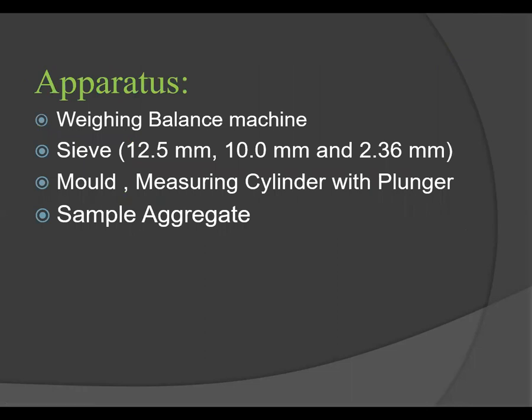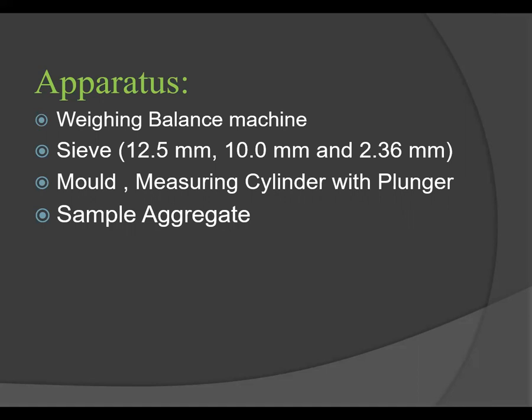Okay, then let's see the required apparatus. First we require a weighing balance machine. Then we also require sieves: 12.5 mm IS, 10 mm IS and 2.36 mm IS. Then we also require a mold, a measuring cylinder with plunger. The testing mold is a 15.2 centimeter diameter, open-ended steel cylinder with a square base plate and a plunger having a piston of diameter 15 centimeter.